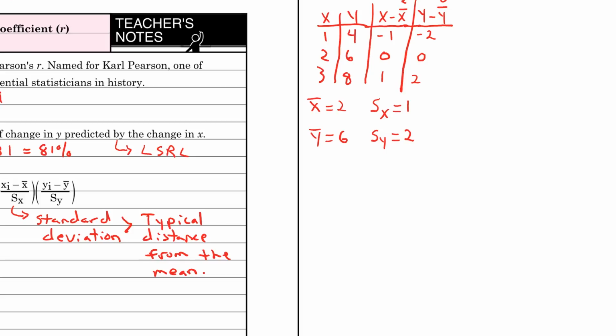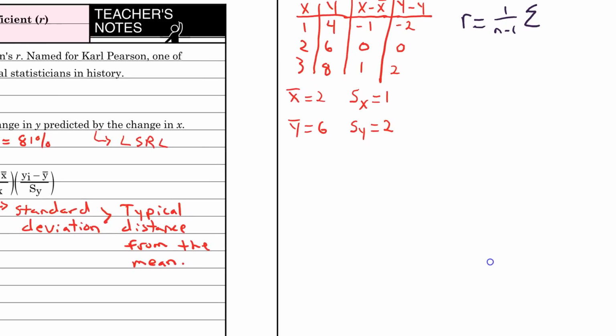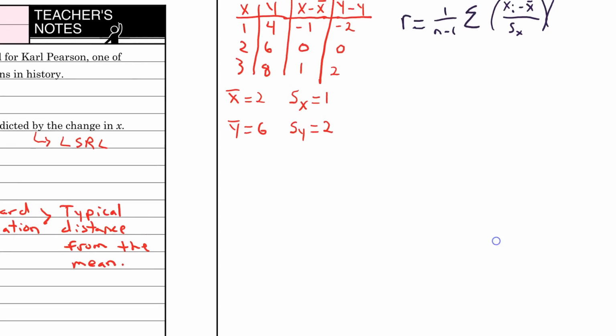So now to our formula. The formula states that r is going to equal 1 divided by n minus 1 times the sum of each x value minus its associated mean divided by the standard deviation of the x's, times each y minus the mean y divided by the standard deviation of y.